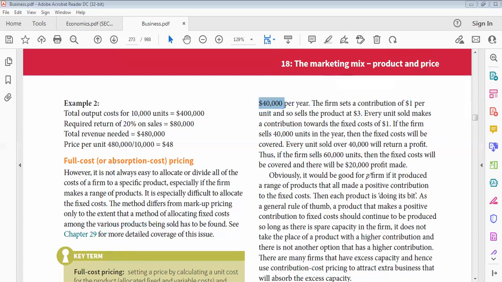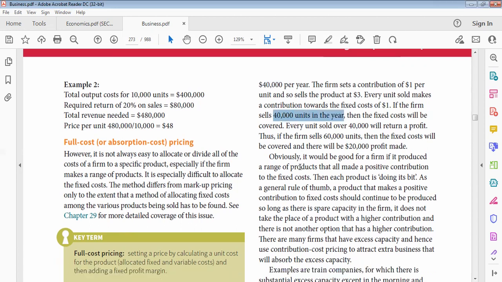Yes, 40,000 units in a year, because each unit will contribute $1 to cover that cost. So a simple calculation: 40,000 bags will give you the $40,000. If you want a higher contribution, the price for the customer to pay is higher. Yes, obviously, if you want more contribution, the price has to be increased. So that is contribution pricing.